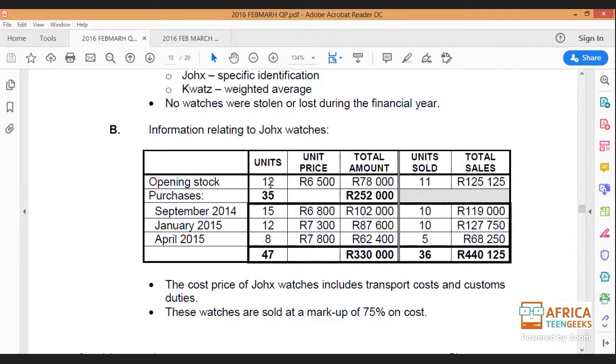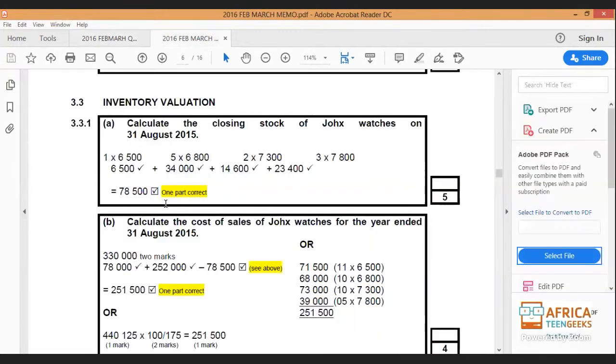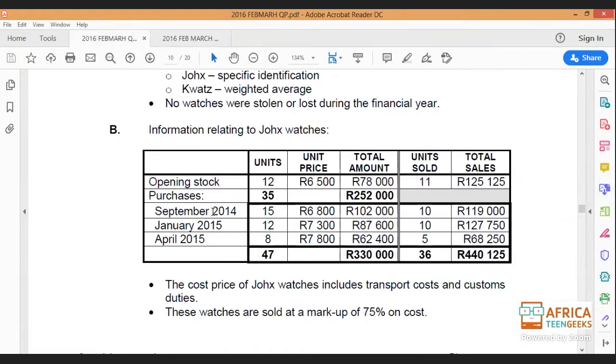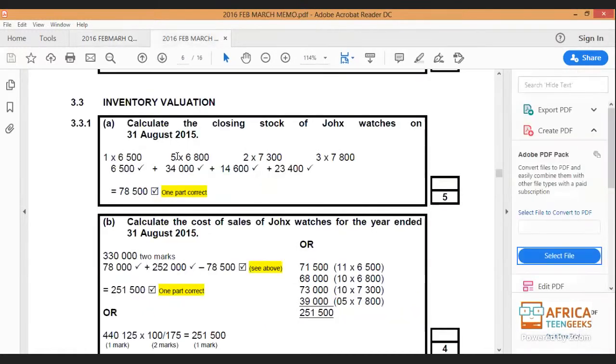Under opening stock, we sold 11, which means one was unsold. So the value of the closing stock for opening is 1 times 6,500, which is 6,500. Then going to the purchases on the 15th, we only sold 10, which means 5 were unsold. Therefore, plus 5 times 6,800, you get 34,000.